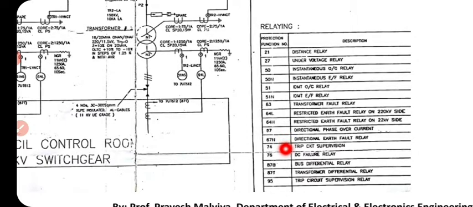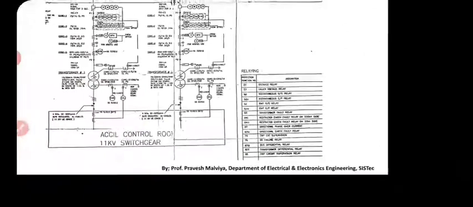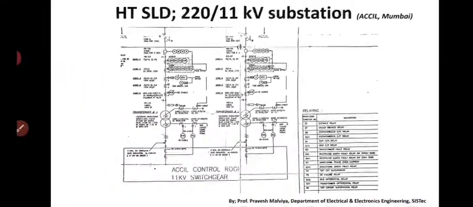67 and 74 is trip circuit supervision. What is trip circuit supervision? What is tripping? Tripping is disconnection.